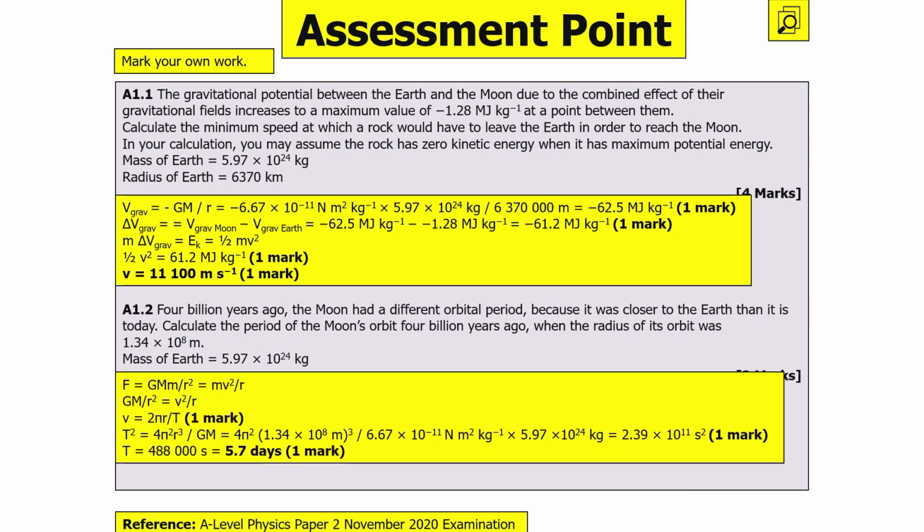We also know in this case that the gravitational force is the centripetal force, so GMm over r squared is equal to mv squared over r. So therefore GM over r squared equals v squared over r. We know that v equals 2 pi r over T. So therefore T squared is equal to 4 pi squared r cubed over GM. Pop in our values, we get 2.38 times 10 to the 11 seconds squared, square root that, 488,000 seconds, which is 5.7 days.